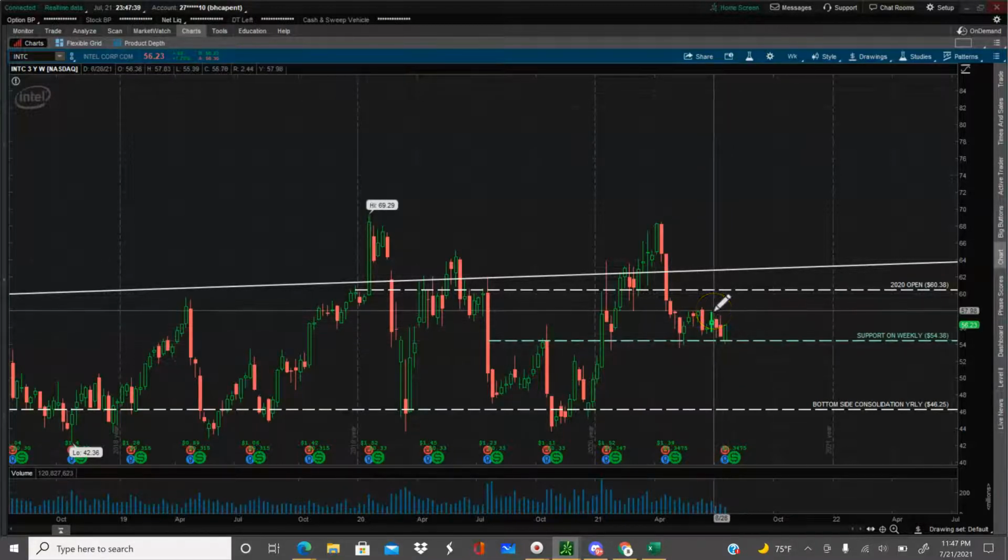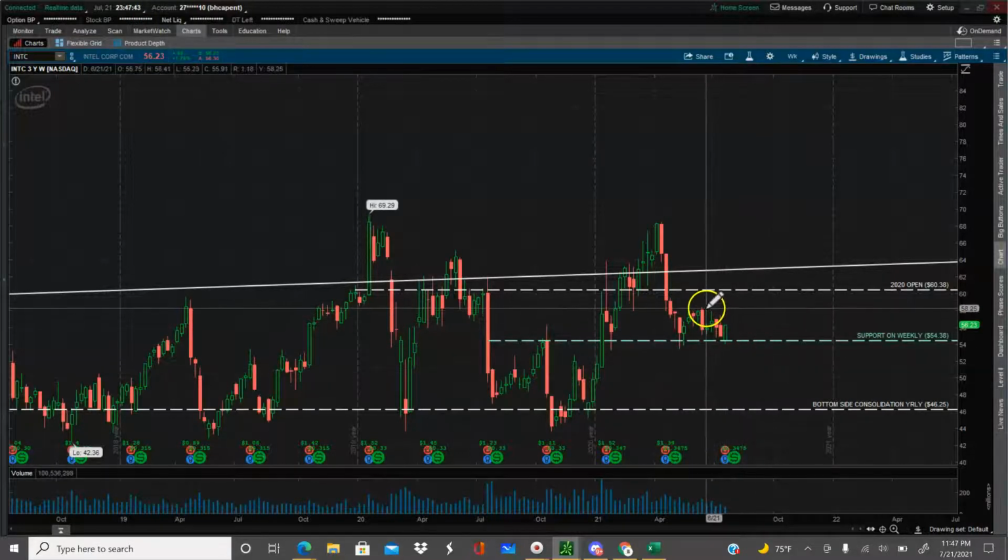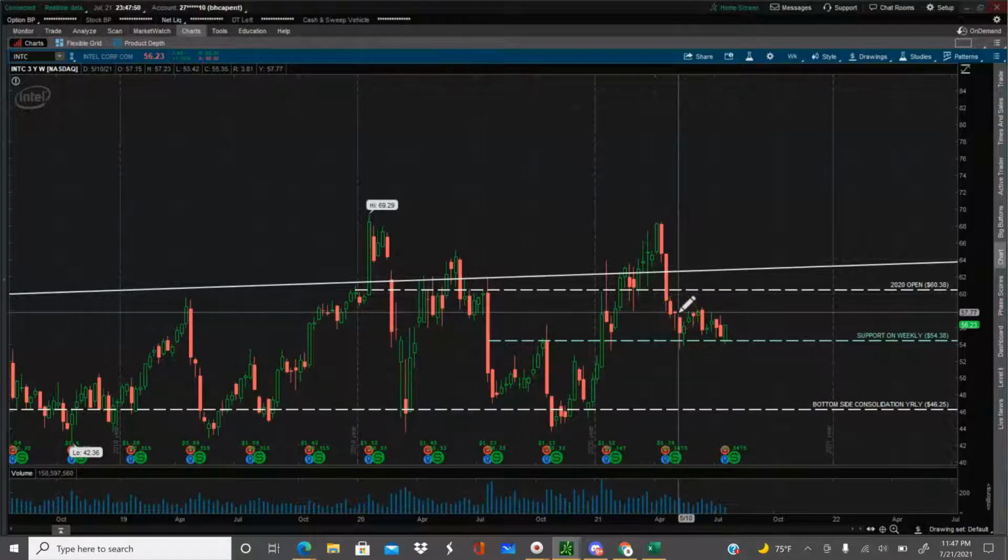So basically, you're looking for a breakdown below 54, or you're looking for the price to move above the 57, 58 area, in my opinion.